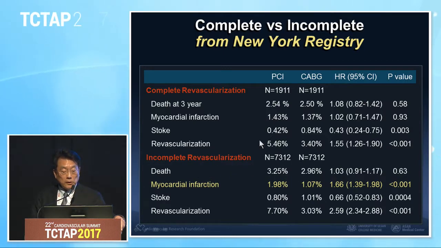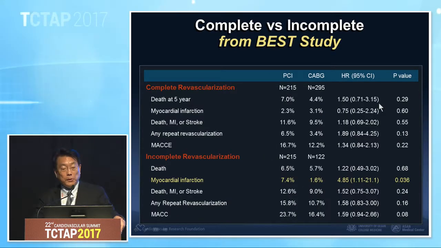Incomplete revascularization is a little bit different. Not a statistical difference, however, a little bit higher death rate. Myocardial infarction is clearly statistically higher. Stroke is higher in surgery, revascularization is higher in PCI.